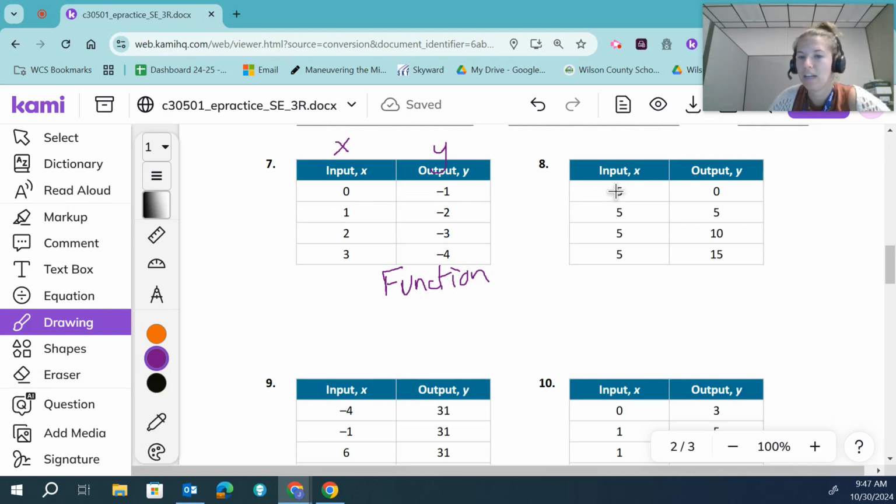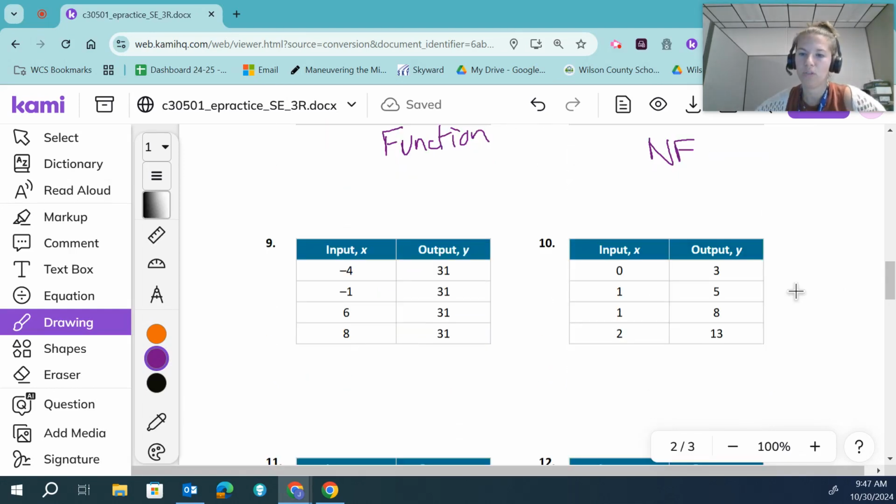Okay. Now here, the input 5 happens many times and it's all different things. That means 5 is 0 and 5 and 10 and 15. That is not a function. You can also see these tables as ordered pairs. Okay, so you might see some listings of ordered pairs where you would have -4, 31. Okay, you would have -1, 31, 6, 31, and 8, 31.